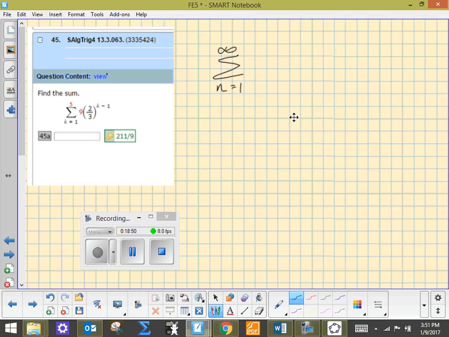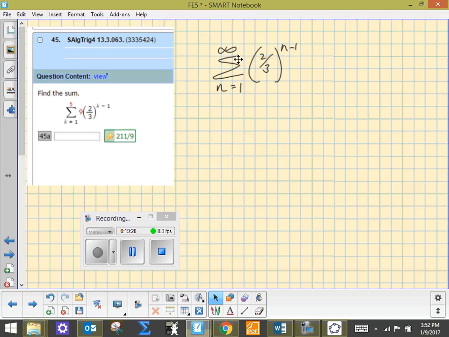At some point, you might see something like this, where n is equal to 1, and they want you to go to infinity. And they're going to ask you maybe something like 2/3 to the n minus 1. Well, in that situation, we need to know what our terms are. Our first term is going to be when n is 1. So basically these are telling me how to sum the sequence, and this is ultimately saying this is a geometric sequence.